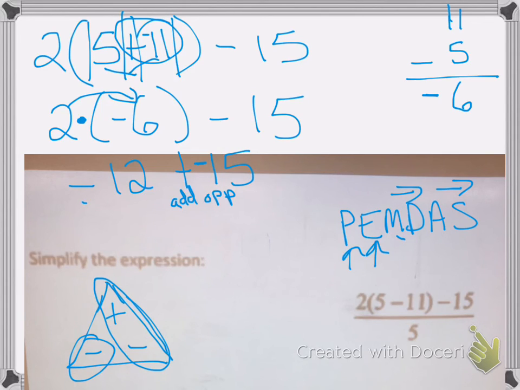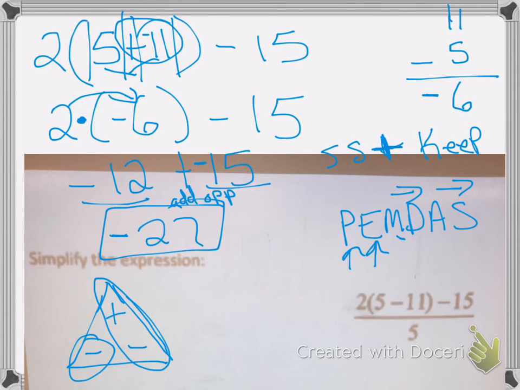Now they're the same sign, negative 12 and negative 15. So you add them, because if they're the same sign, add and keep the sign. So same sign, we add and keep. That's 27 when we add them. And that's a negative because they're both negative. So the answer is negative 27. But that's just the answer for the top part.